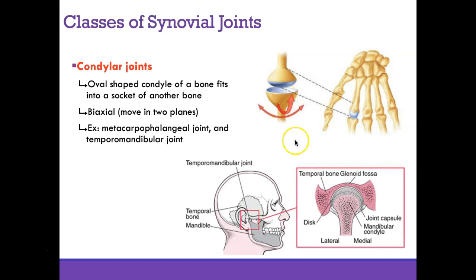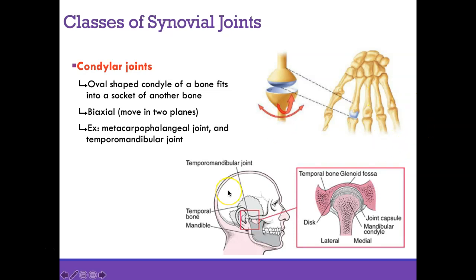A good example of this are the metacarpophalangeal joints, the ones between your palm and your finger. You can feel that oval-shaped condyle, and you can move it in one direction and rotate it slightly in the other on that joint.